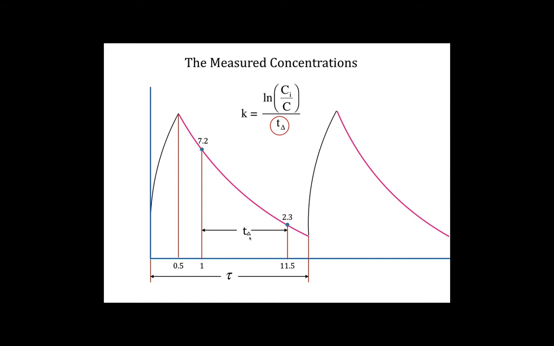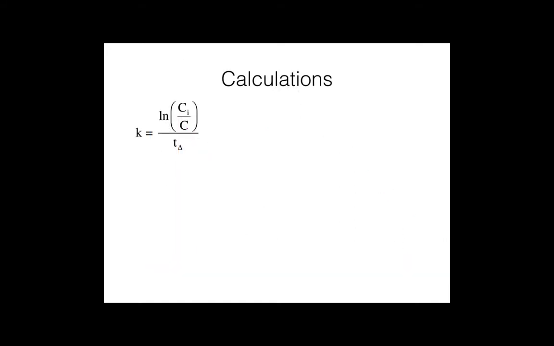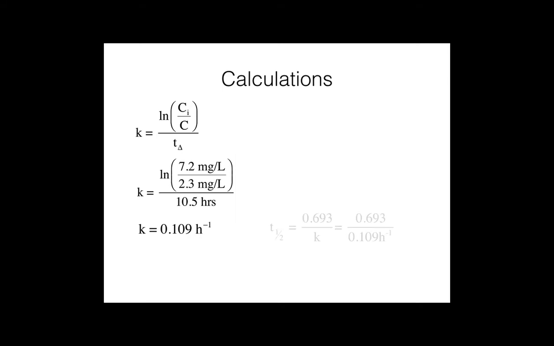You can see here that the time change is between the two concentrations of 7.2 and 2.3. We use the formula K equals the natural log of C1 over C2 divided by time change. We plug in the values of 7.2 milligrams per liter and 2.3 and divide it by the time change, which was 10.5 hours. That gives us an elimination rate constant of 0.109 hours to the minus 1. Since the half-life equals 0.693 divided by K, or divided by 0.109, our half-life is approximately 6.4 hours.